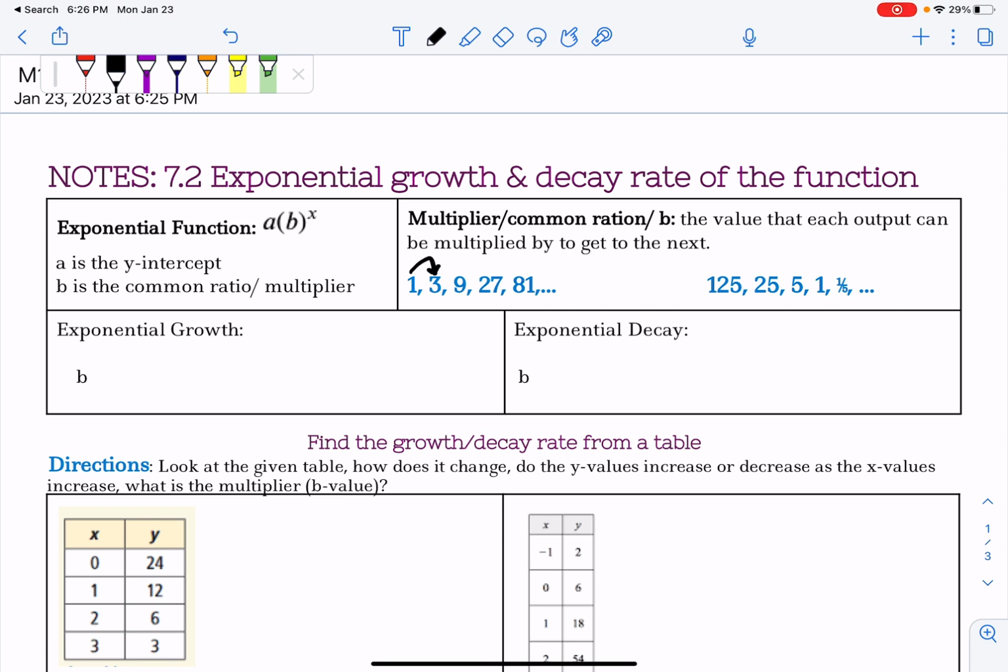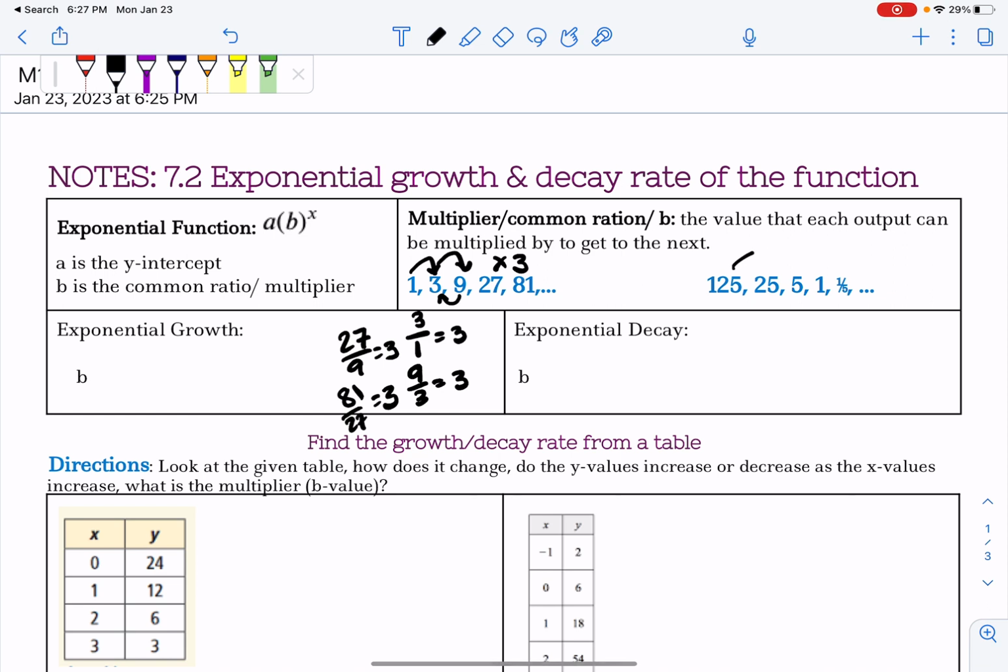So that looks like times 3. That one's pretty basic. 3 to 9 times 3. But if you're ever unsure, you can always divide by the previous number. So if we take 3 and divide by 1, we get 3. If we take 9 and divide by the previous number, 3, we also get 3. 27 divided by the previous number 9 equals 3. 81 divided by 27 equals 3. So the multiplier here is 3.